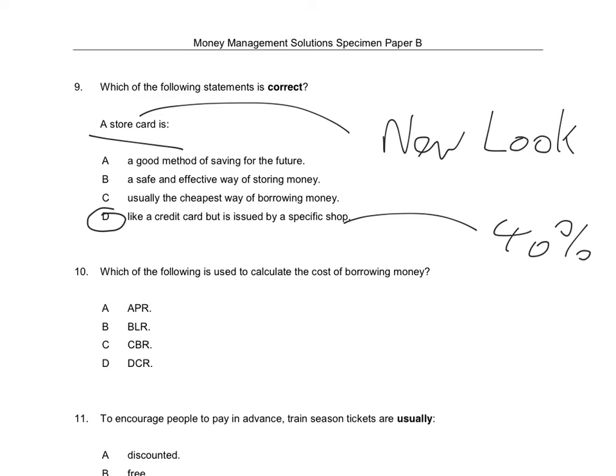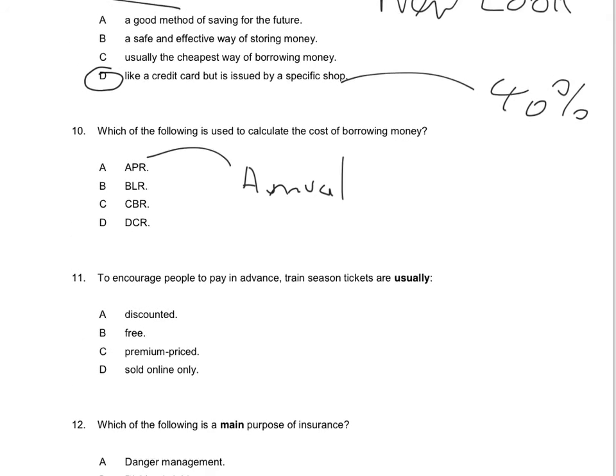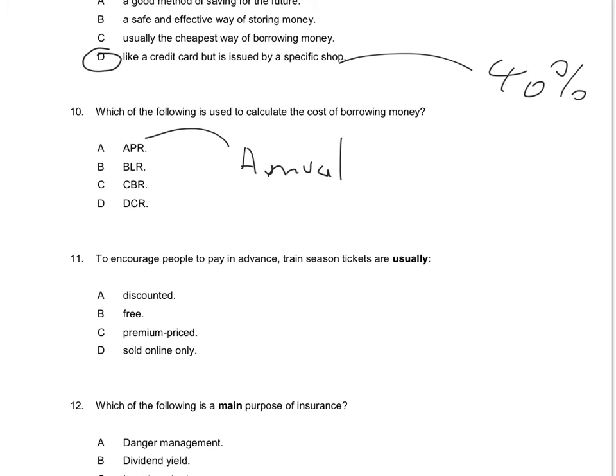Okay, which of the following is used to calculate the cost of borrowing money? It's called APR, which is the annual percentage rate, annual meaning per year. Right, number 11, to encourage people to pay in advance, train season tickets are normally discounted.